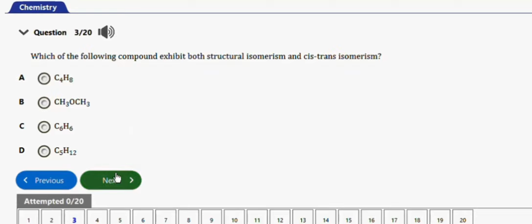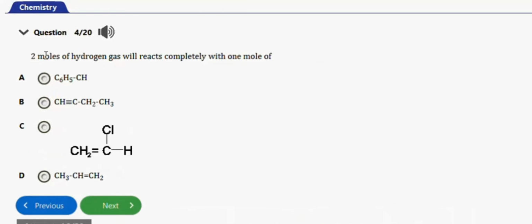The next question says, 2 moles of hydrogen gas will react completely with 1 mole of. So guys, I've seen this question before, so the right answer will be option B. When you express this on paper, you're going to see that this compound here, which is an alkyne, will be the answer to the question, option B.